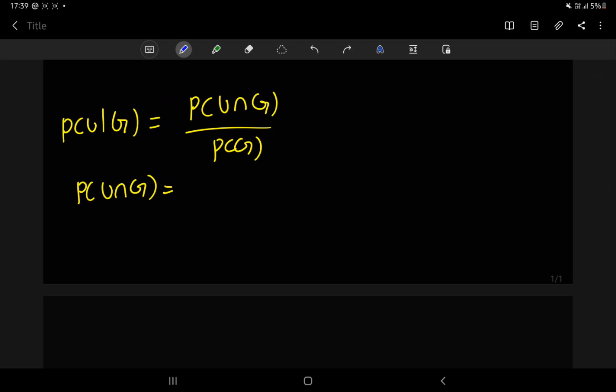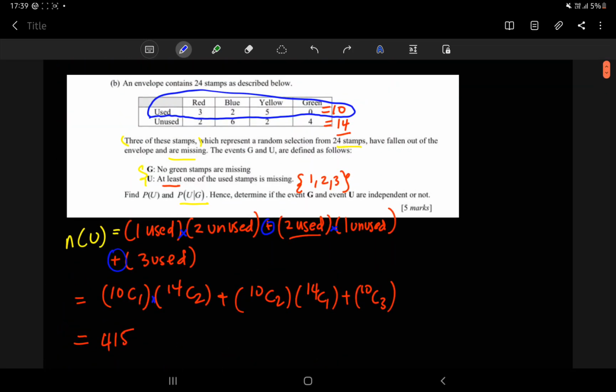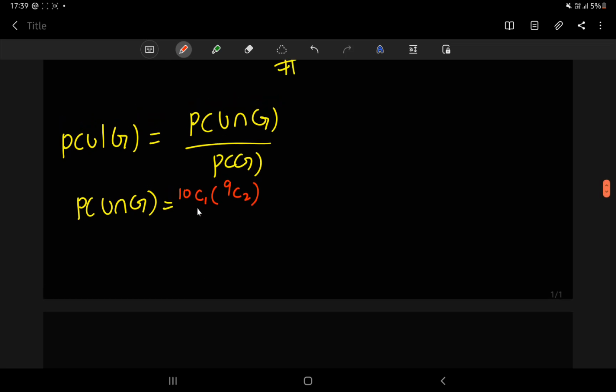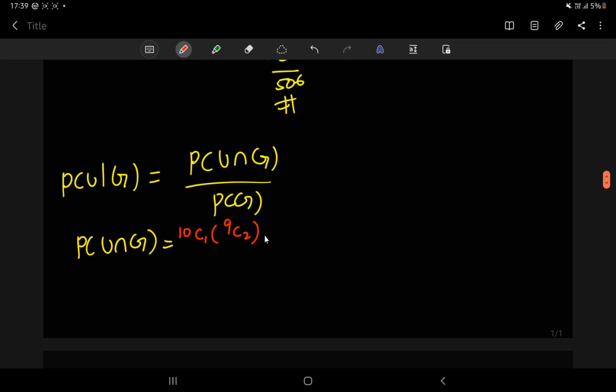Okay, because there are just 10 use stems with 3 different colors. So first is 10 choose 1, okay, multiply with the 9 choose 2. So this is at least 1, because we cannot say event, because this is actually from event u, at least one of the stem is missing. Okay, plus 10 choose 2 times with 9 choose 1.